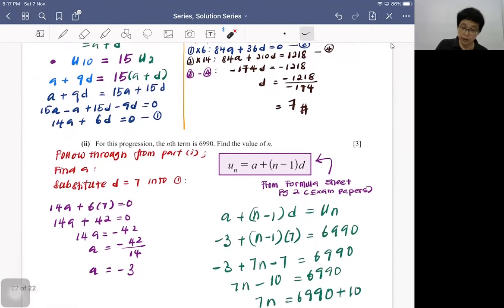Therefore, let us substitute the D equals to 7 into any of the equation that we have there. Well, I just randomly take equation 1. Therefore, I just subbed D equals to 7 over here. Therefore, I get 14a plus 6 times 7 equals to 0. With a few steps of solving for A, we got the A as negative 3.